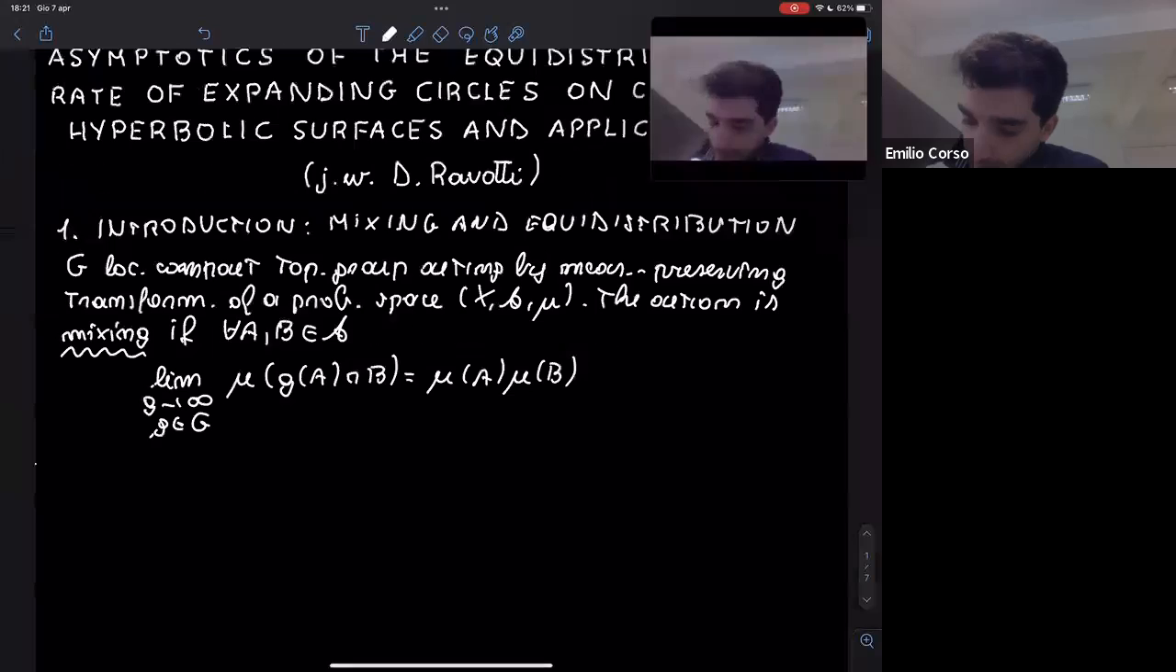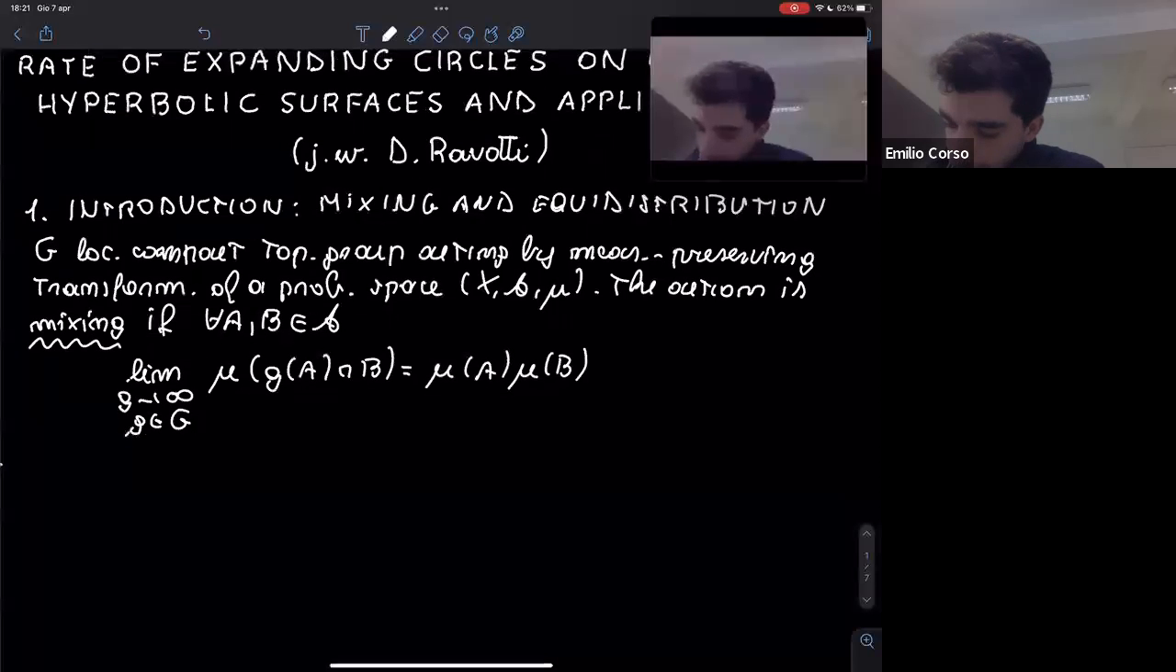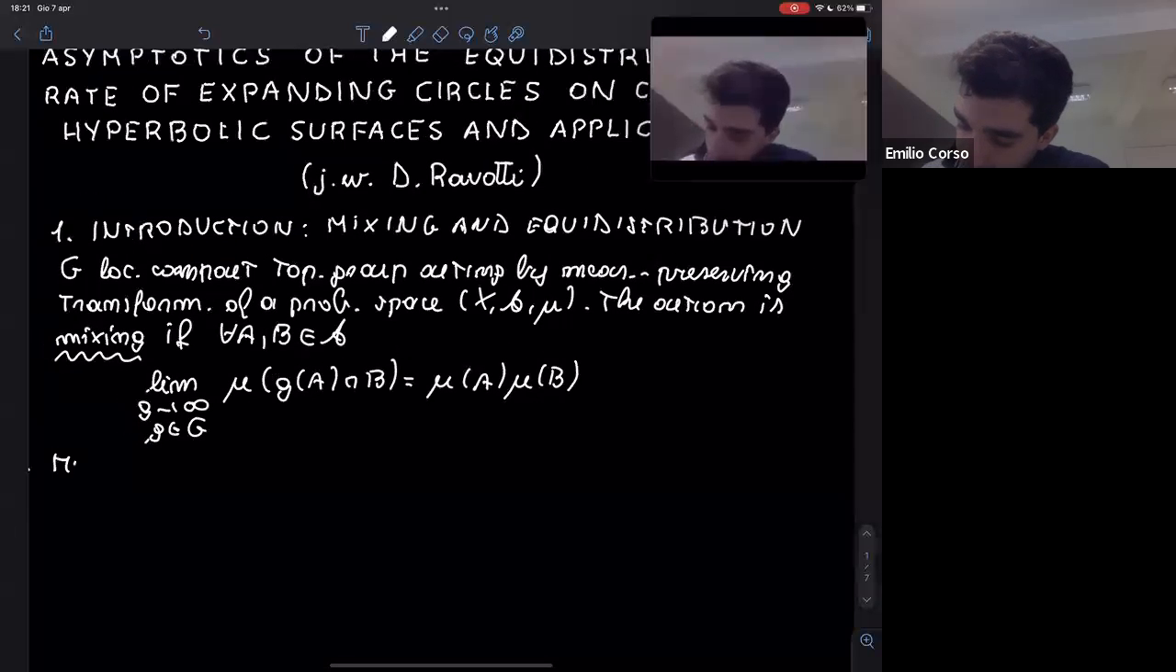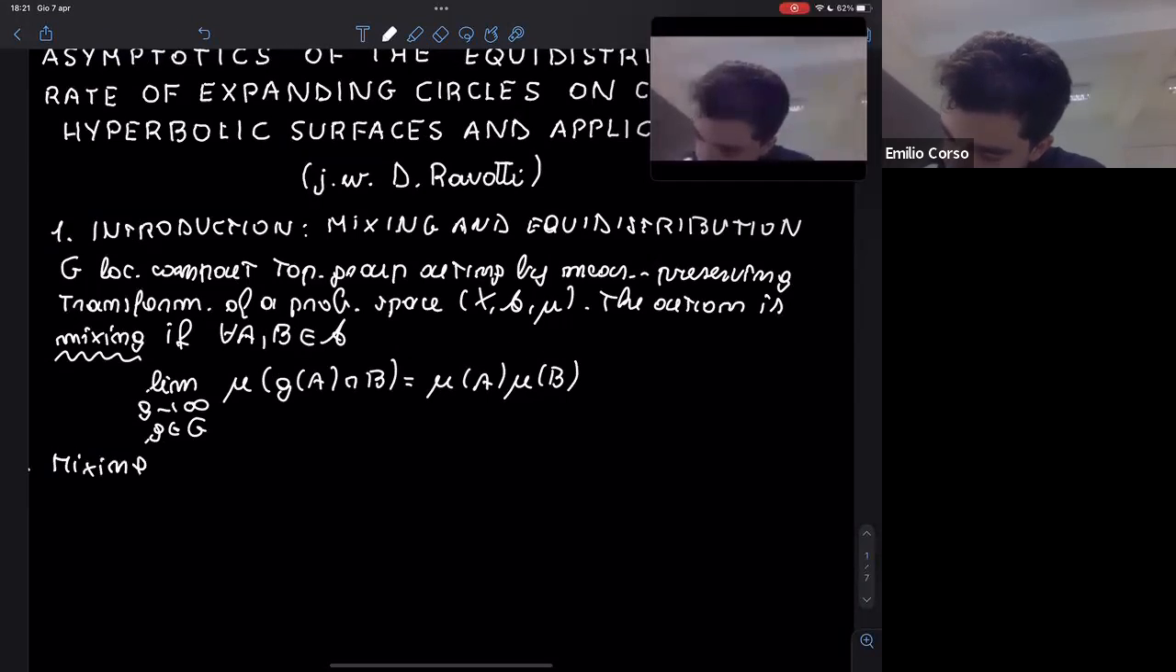So in other words, just to say it briefly, mixing implies equidistribution of positive measure subsets.